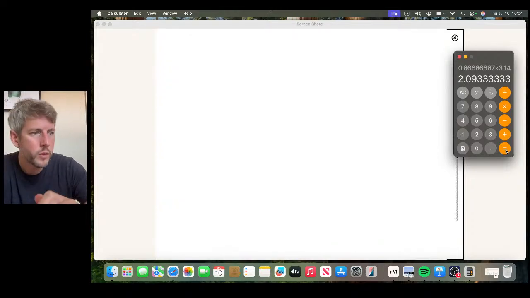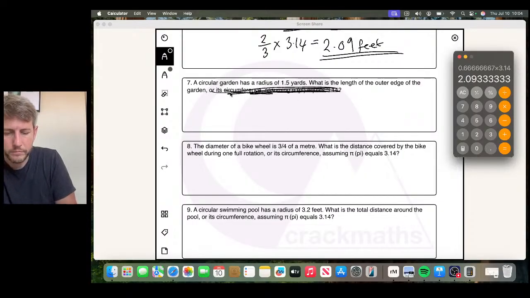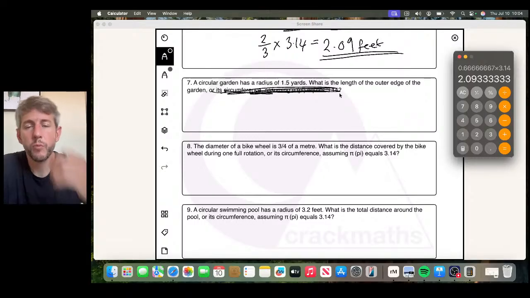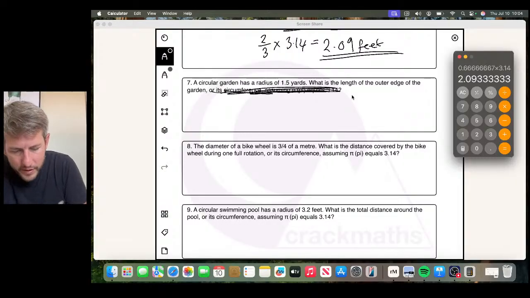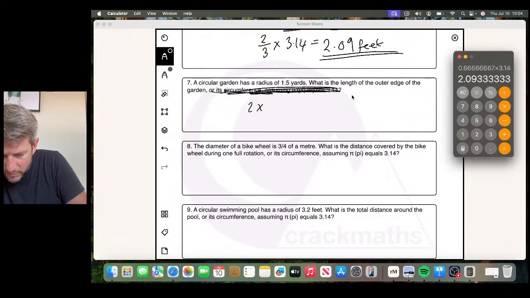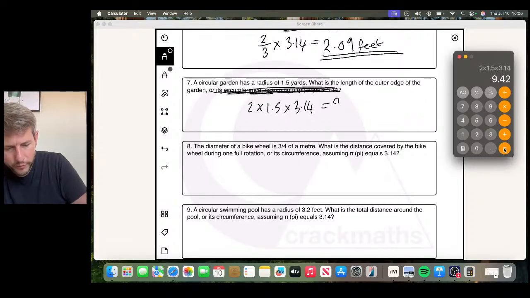Right, question 7. A circular garden has a radius of 1.5 yards. What is the length of the outer edge of the garden? Okay, so here we go. We've got 2 times the radius times 3.14. So 2 times the radius, which is 1.5, times 3.14. And this equals 9.42. And that's yards.